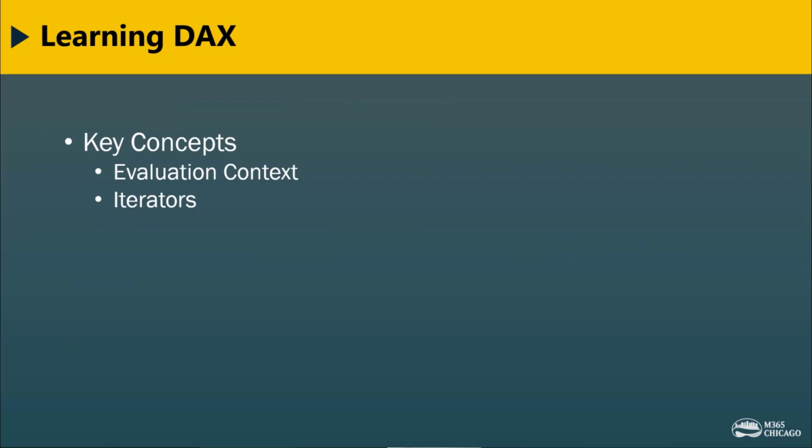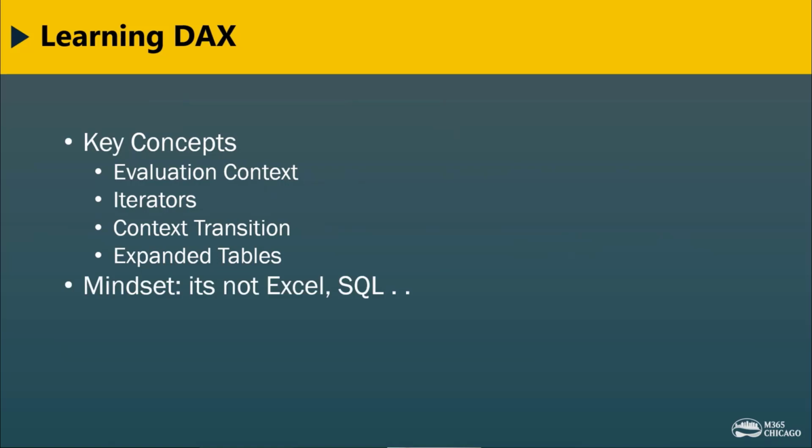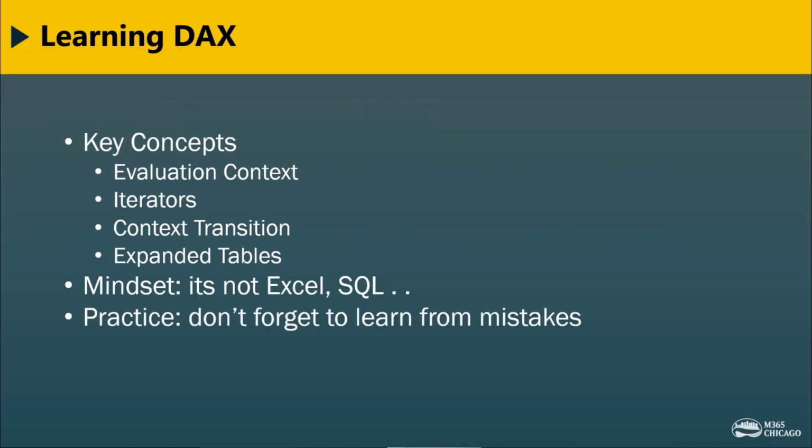Next, iterators are very important to understand, as are context transition and expanded tables. These are some of the important concepts that you need to understand before writing DAX. Once you establish this, it's very important to set your mindset according to the concept. Unlike Excel, SQL, or any other languages, this is unique. As I mentioned, it's context-based, so you need to put yourself in a different mindset.